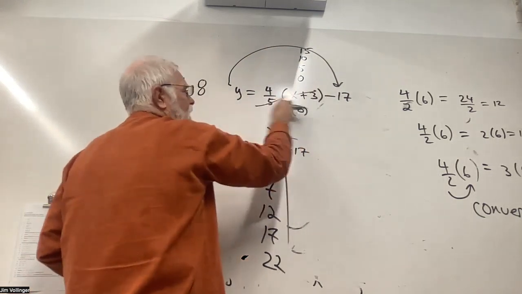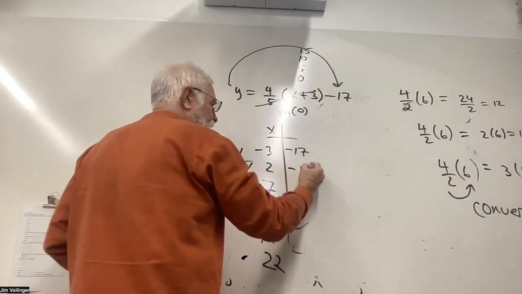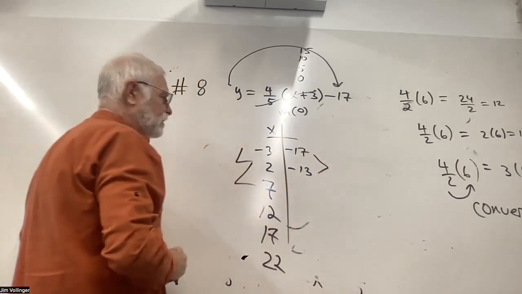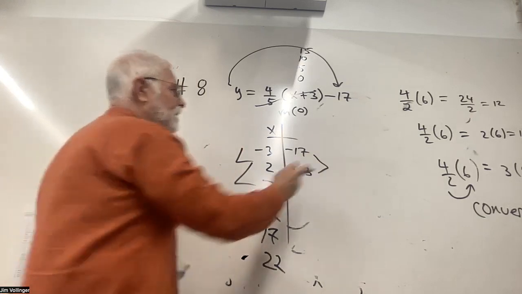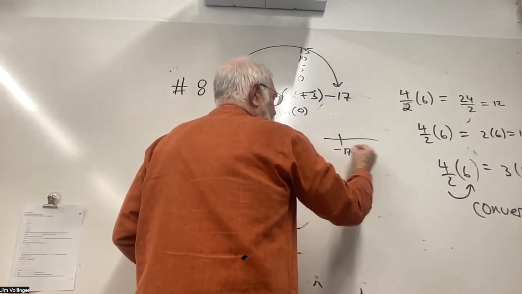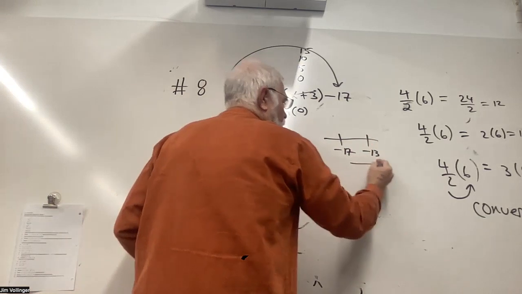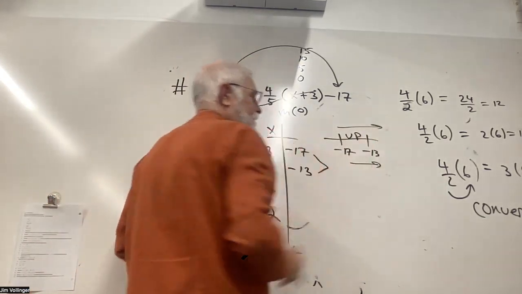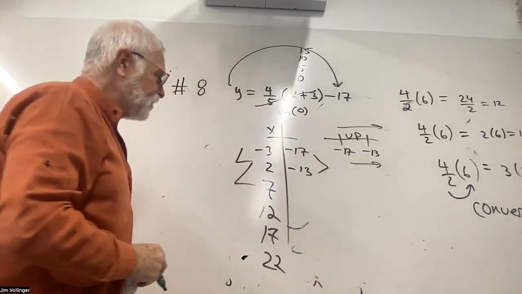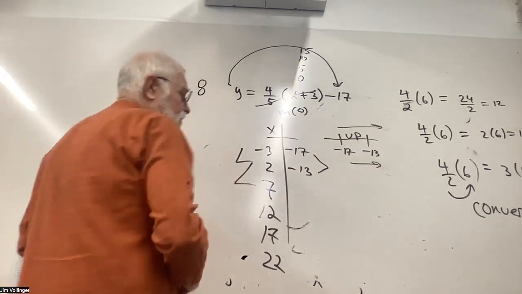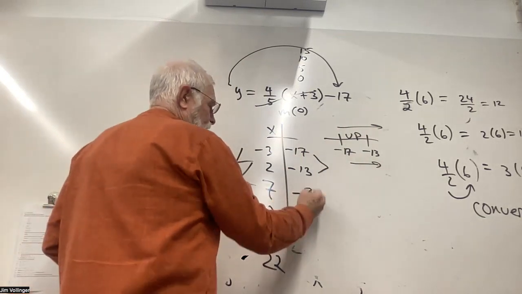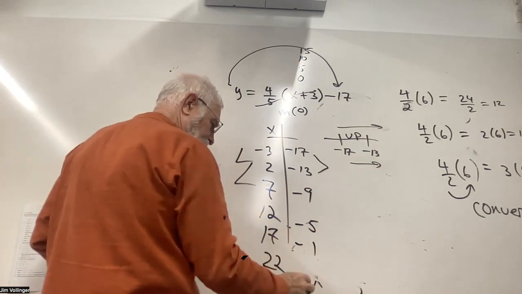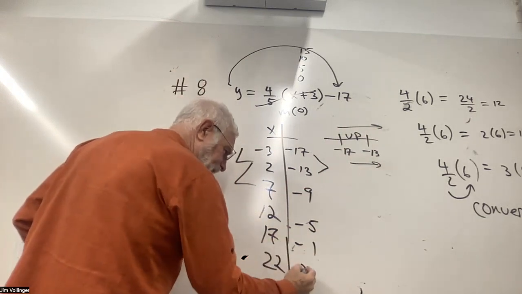What happens when I put a 2 in? This cancels, and I get 4 minus 17, which is minus 13. That just went up 4. Yes, remember, I'm on a number line, and negative 13 is to the right of negative 17, so I'm going up the number line. Oh, this could get silly. So let's go up 4 again. Let's go to negative 9. Let's go to negative 5. Let's go to negative 1. And let's get into the positive terrain.